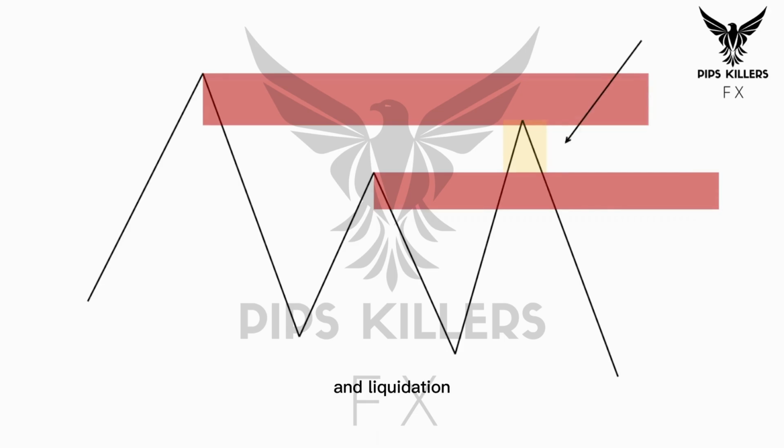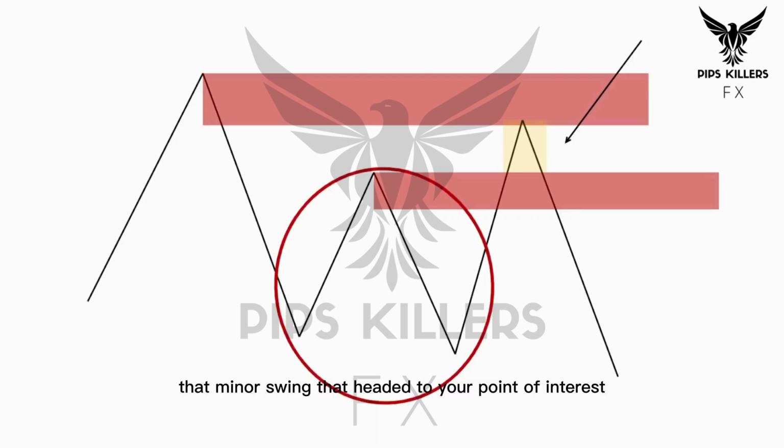What is a purge? A liquidation. And where is the inducement? The inducement is the fake point of interest, that minor swing that headed to your point of interest but reversed before reaching it. Its sole purpose was to induce traders into taking positions earlier than their initial point of interest.